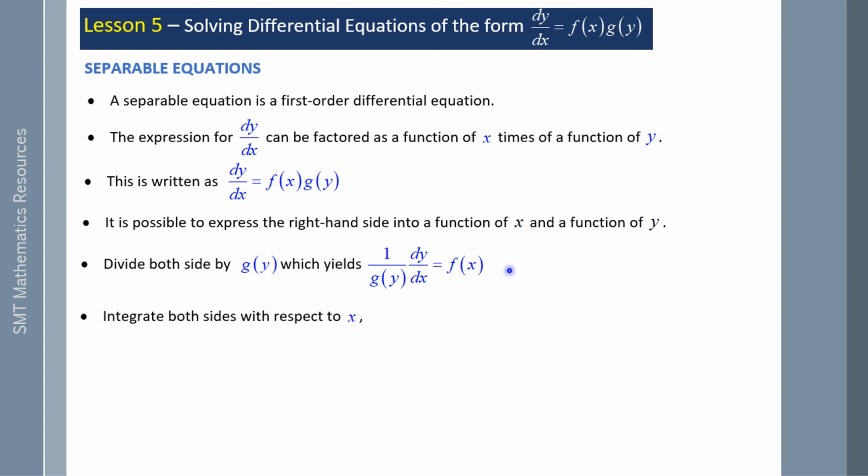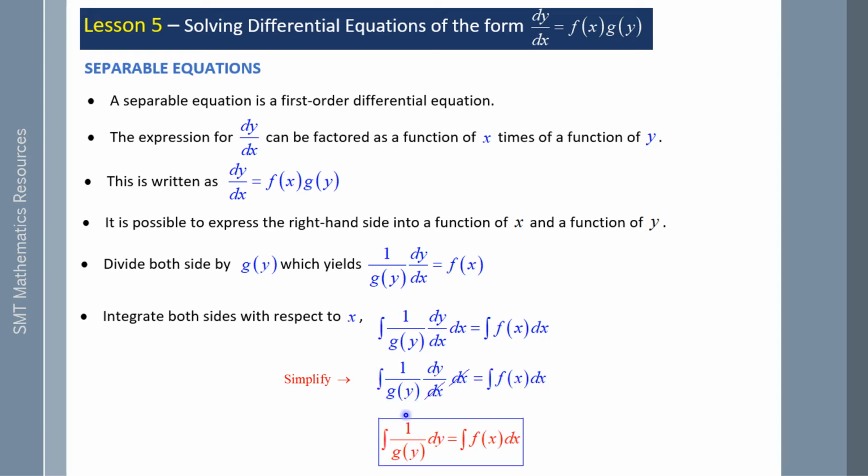If we integrate both sides with respect to x, it'll look like this. The integral of 1 over g(y) dy/dx with respect to x equals the integral of f(x) with respect to x. Now if we simplify, we cancel out the dx's, we have the integral of 1 over g(y) dy equals the integral of f(x) dx. In that case, we've separated the variables.